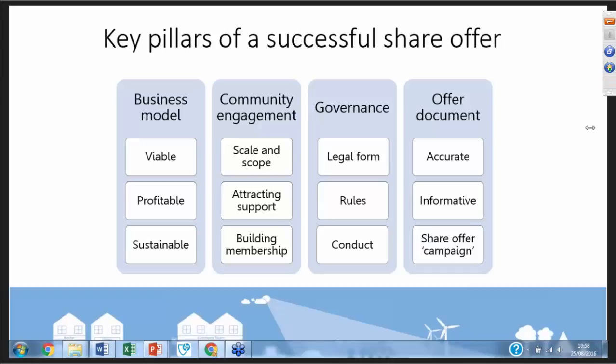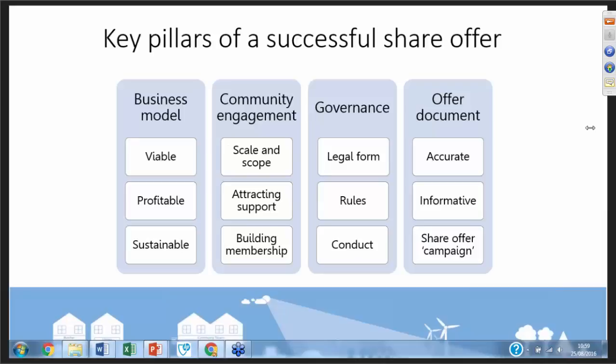So with that in mind, you need to make sure that these rules allow for that, that they've embedded what's required, and that you've embedded the kind of conduct that you want to see within your committee or board. That's incredibly important too. And that conduct, if not embedded correctly, will not engage the community. So moving on to the offer document, it really needs to be accurate. You've done a lot of hard work to get to this point, so you want to make sure people know what you're talking about.